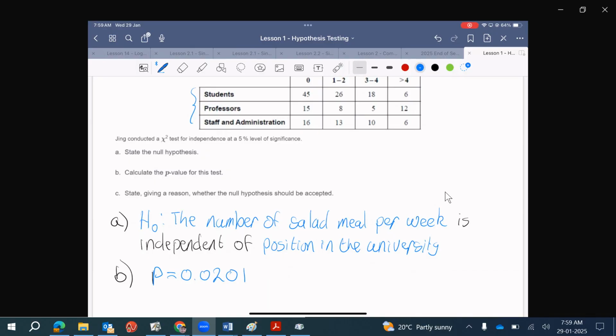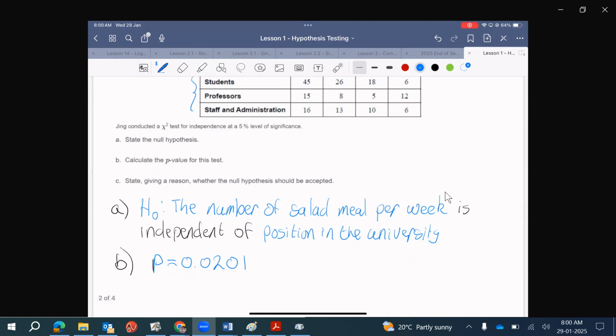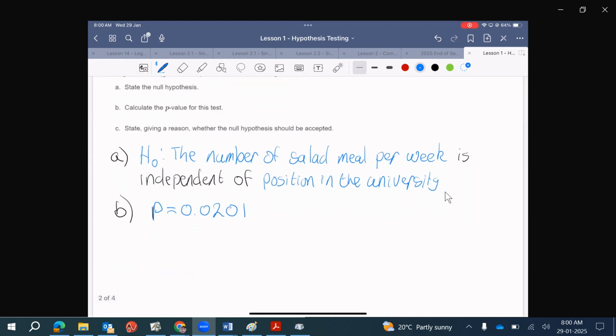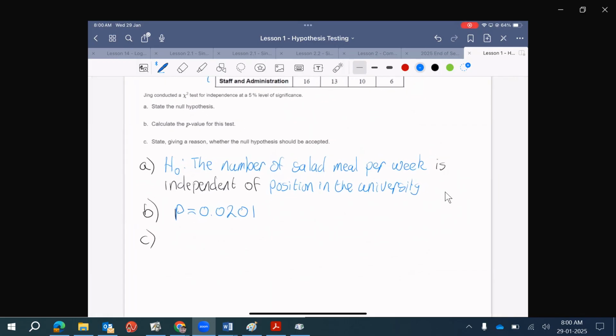Because of that 0 after the 2, many of you were tempted to really shorten this one to 1 significant figure, and that's really going to cost you. So then we have to state our conclusion, and we have a very strict format for this conclusion. We start with a comparison of the p-value to the significance level. So we say that 0.0201 is less than 0.05.